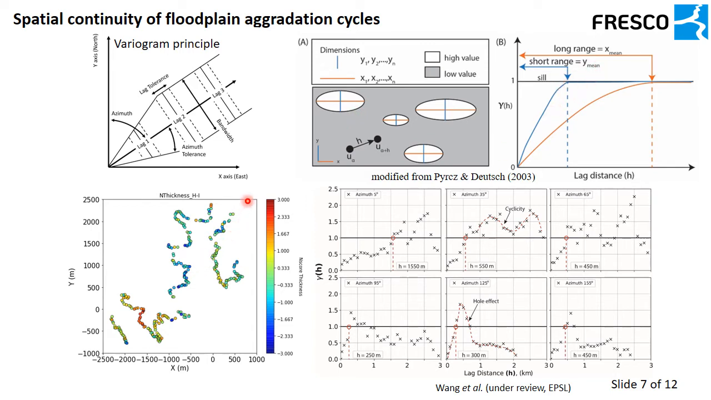Now we apply this method on the thickness of cycle H first. We identify a long range in the azimuth of 5 degrees, and that's about 1.5 kilometers. Then we also find a short range at 95 degrees, that's just perpendicular to 5 degrees. We also see some cyclicity, these up and down patterns, the so-called hole effect, in the other directions.